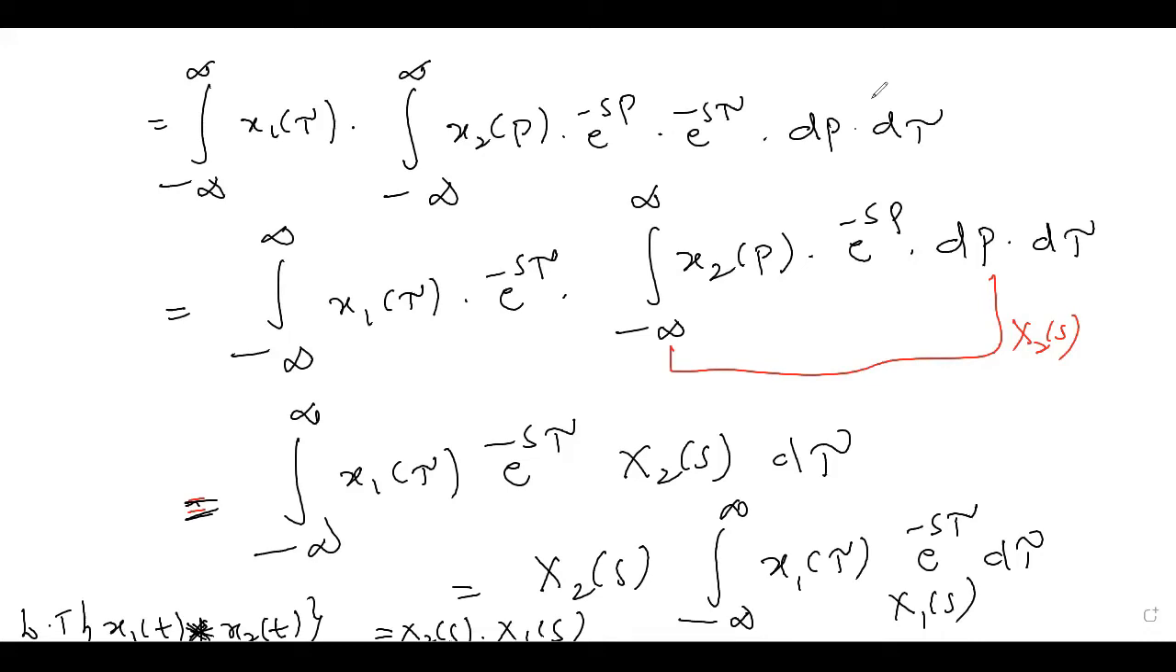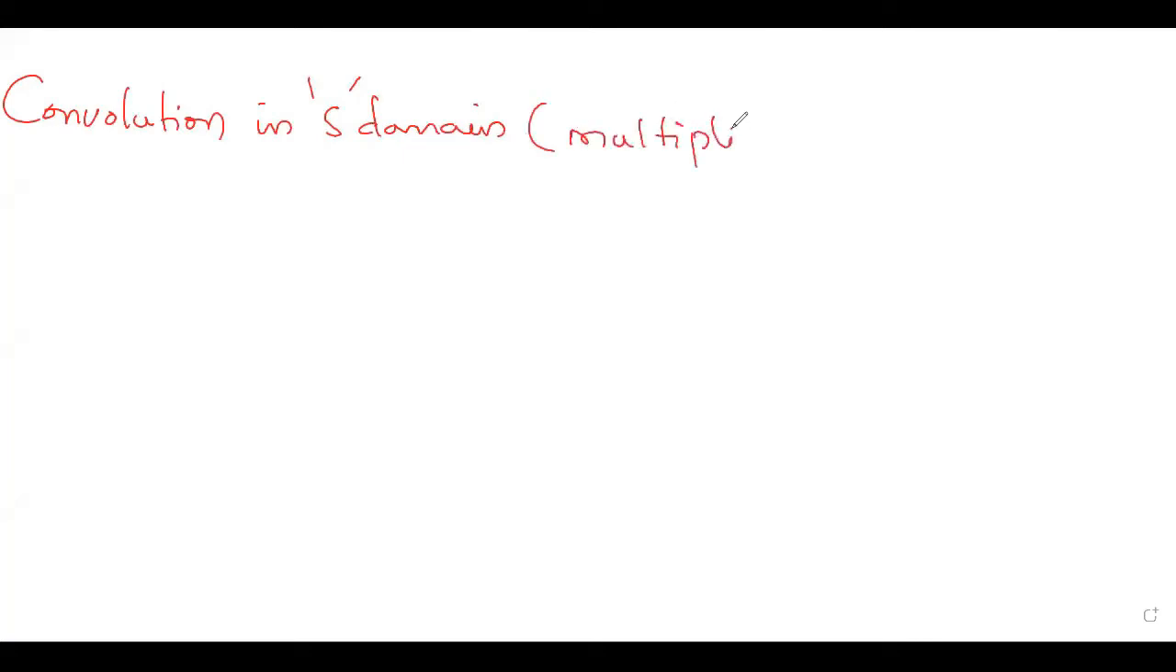Statement, simply a statement for the next property. Next property, convolution in S domain property. Convolution in S domain or multiplication in time domain. Reverse to that previous property.